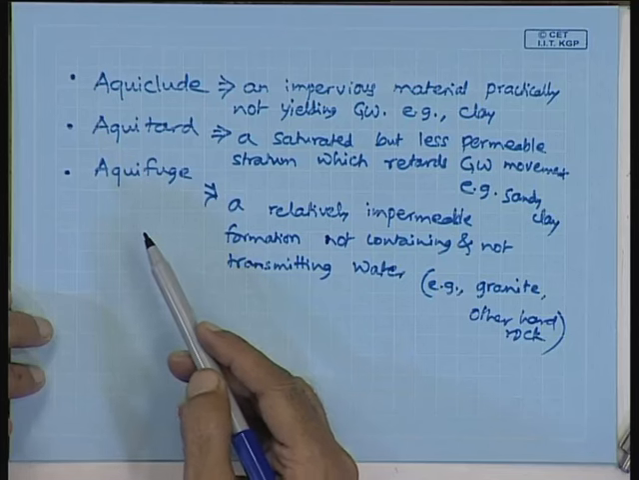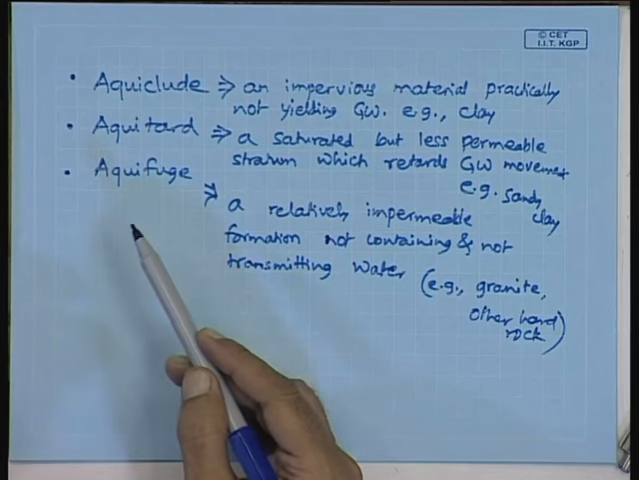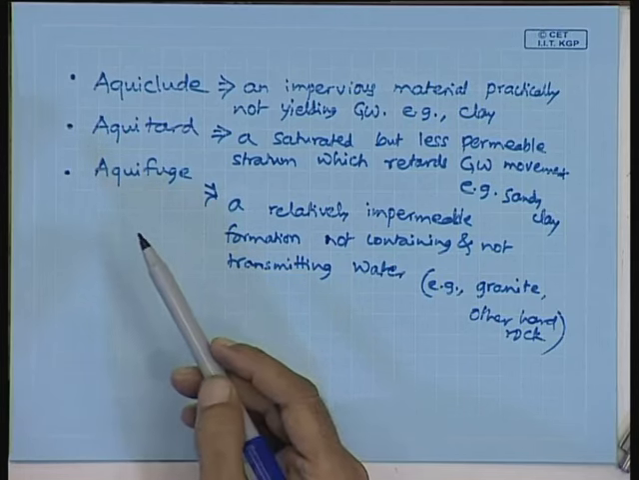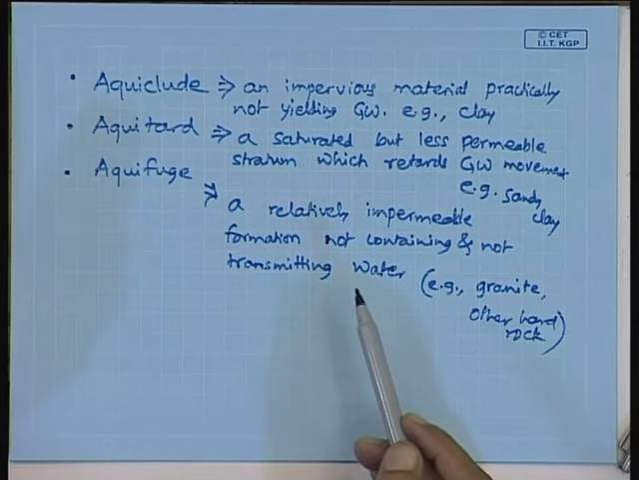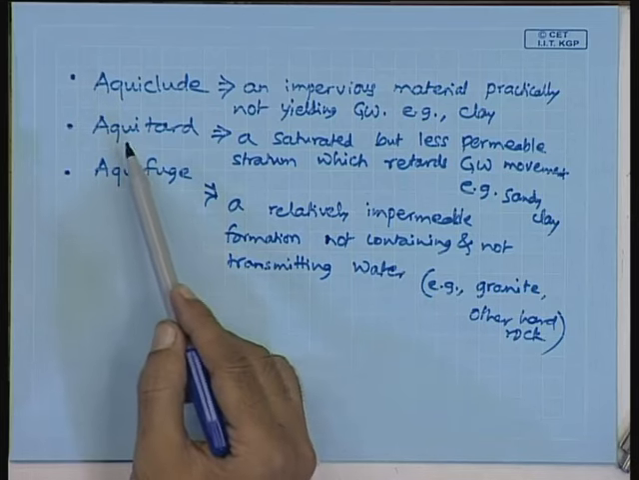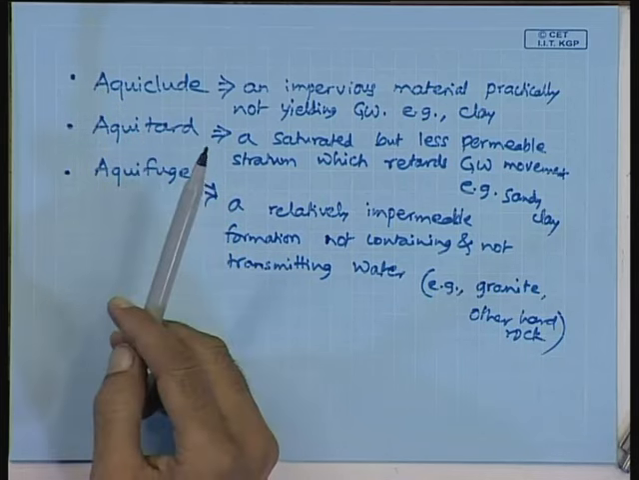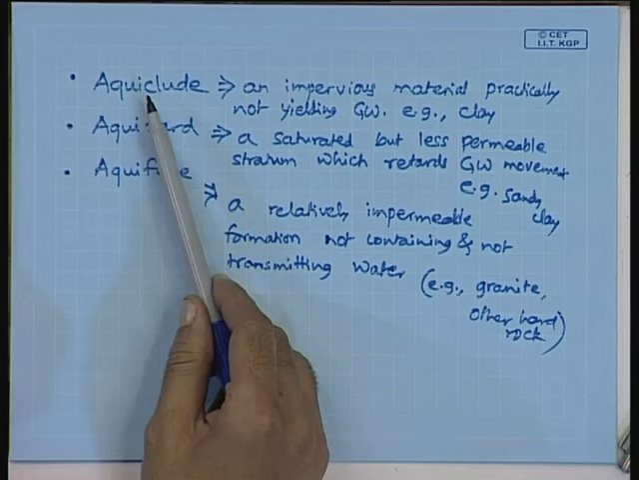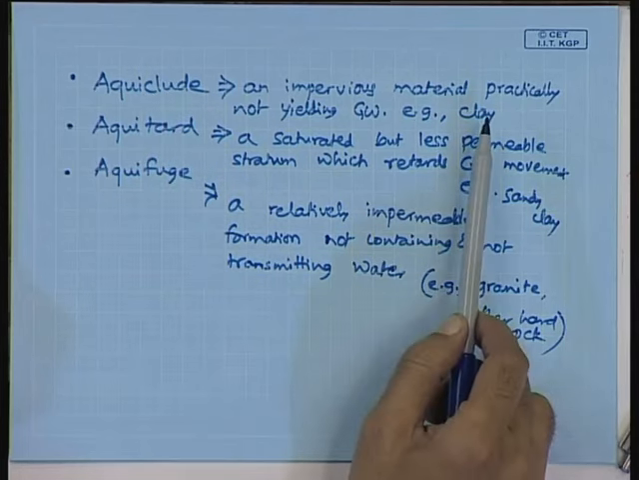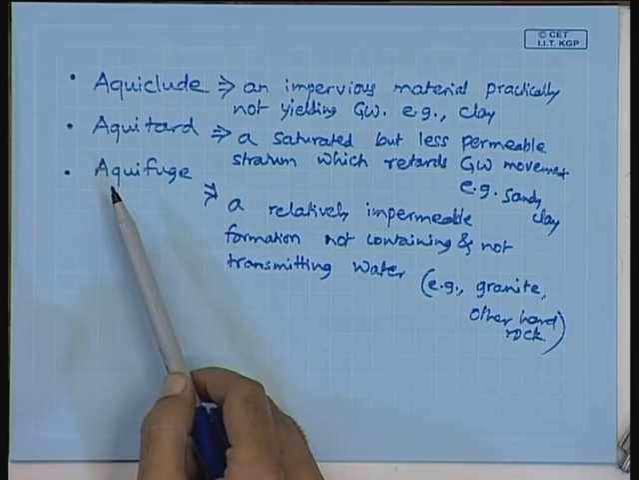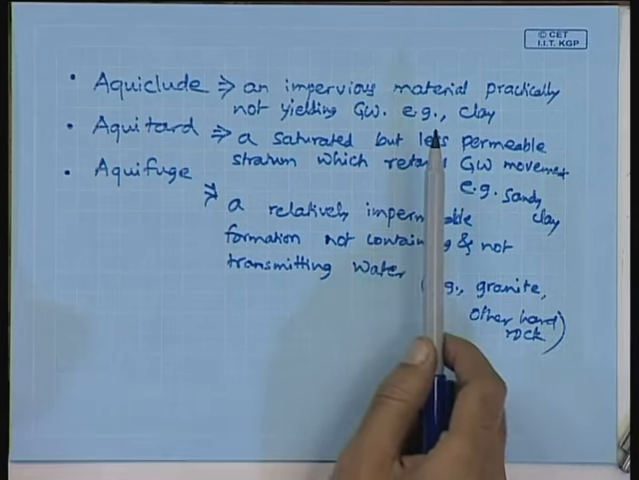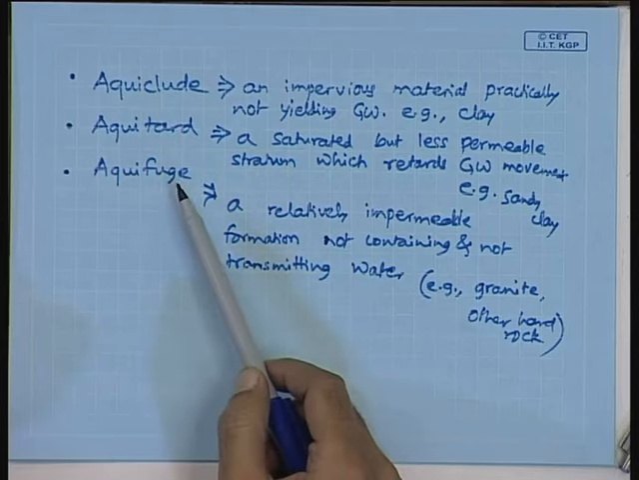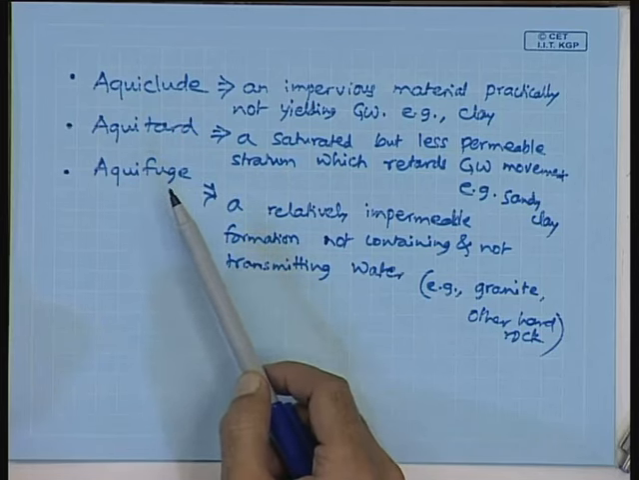So now we learnt about the aquifer, which is basically a water bearing strata, which can be interpreted as a groundwater reservoir, followed by the aquitard, which retards the groundwater movement. Then it is the aquiclude, which is practically an impervious material not yielding groundwater, such as clay, and lastly the aquifuge, which is a hard rock. This aquiclude will contain water, but this aquifuge does not contain and does not transmit water also.